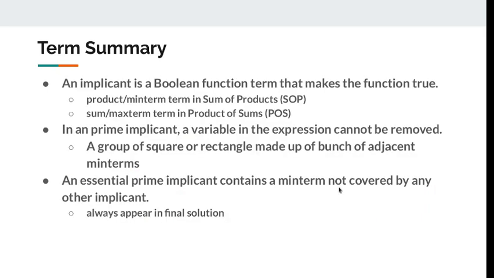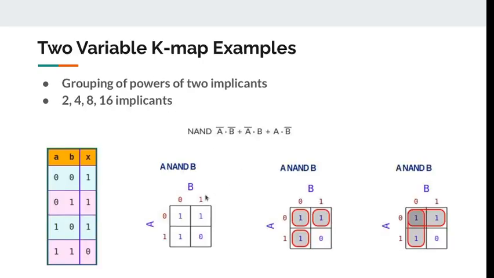So just a little term summary. An implicant is a Boolean function term that makes the function true. So in this case here we can have the min term, or the term of the sum of products. But we also can have a Karnaugh map that uses max terms. A max term is also similar, but in this case your representation is going to be the opposite.